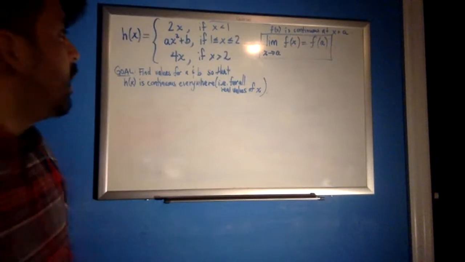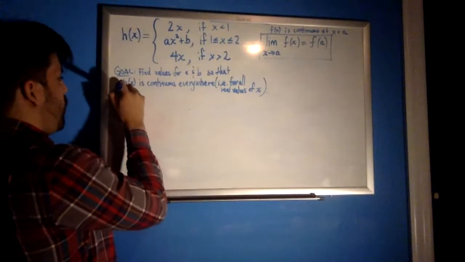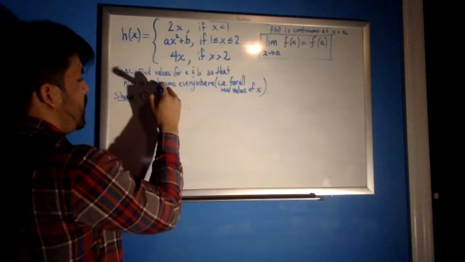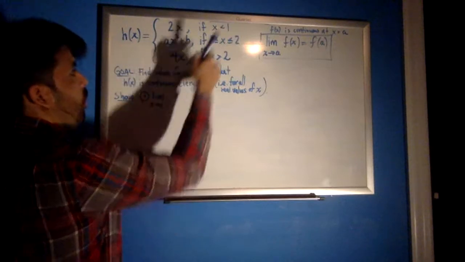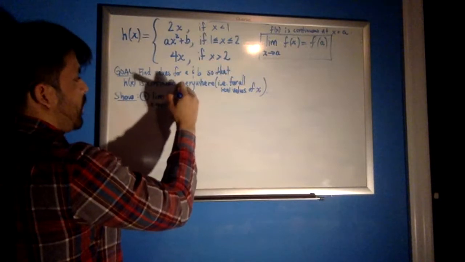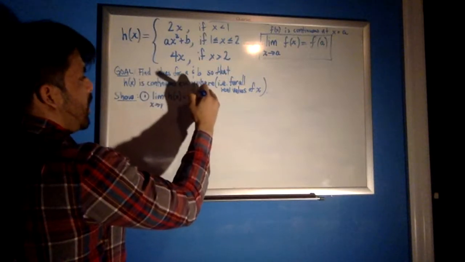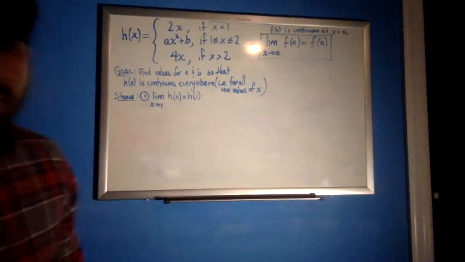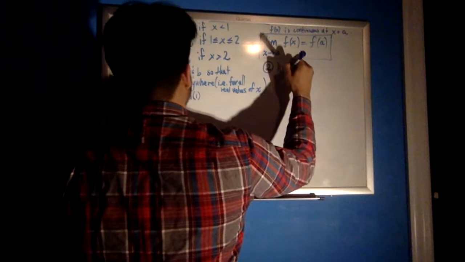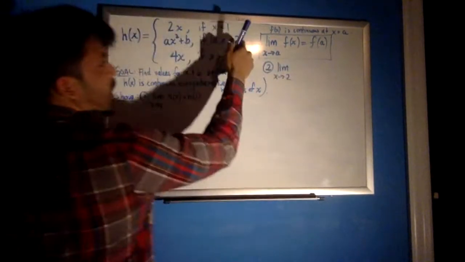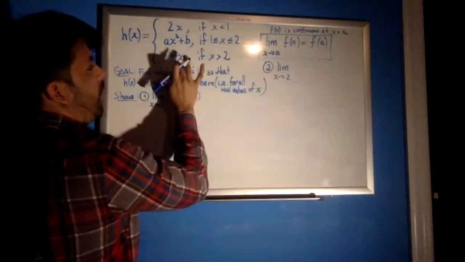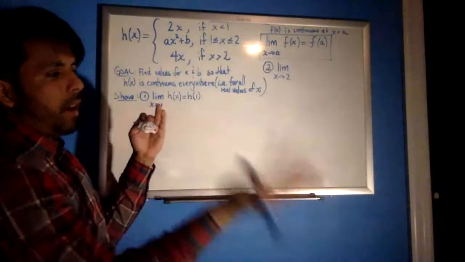So I have to show two things. The first thing is that the limit as x approaches 1 of h of x has to equal h of 1. So I need to show this. And the second thing I need to show is that the limit as x approaches 2, because 2 is the other point, right? To the left of 2, I have this function, and to the right of 2, I have this function. So I have two different functions to the right and to the left of 2.